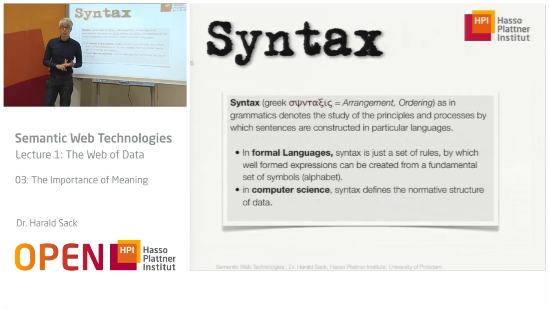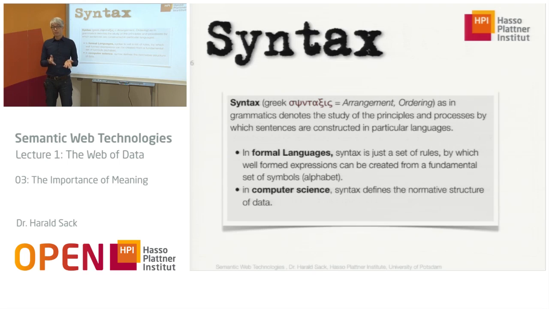Next, we have to talk about syntax. Syntax comes before semantics, and it also comes from the Greek. Syntaxis means arrangement or ordering, and syntax is part of grammar, and it denotes the study of the principles and processes of how sentences are constructed in particular languages. So in formal languages, for example in computer science, syntax is just a set of rules by which well-formed expressions can be created from a fundamental set of symbols from an alphabet.